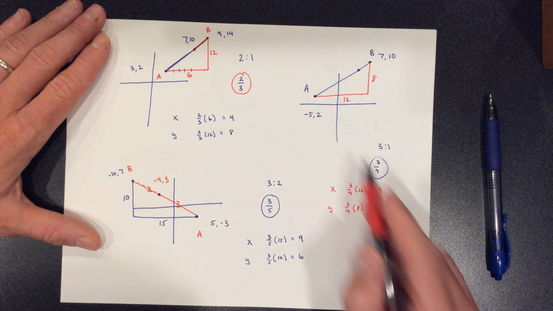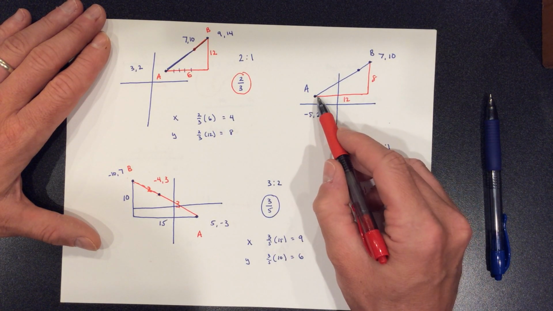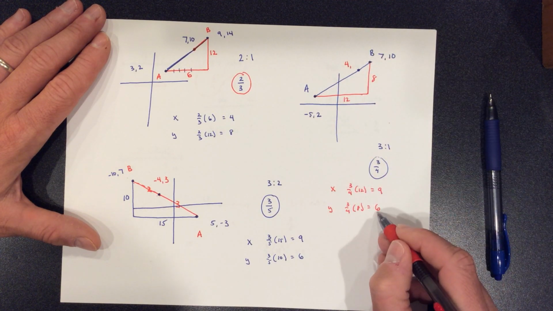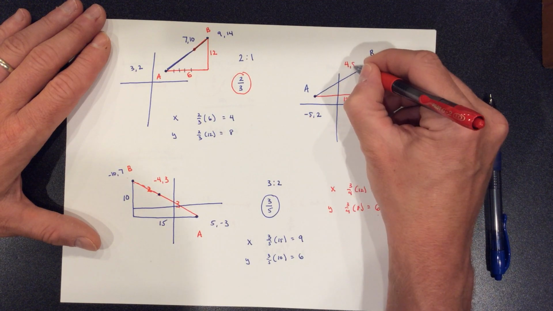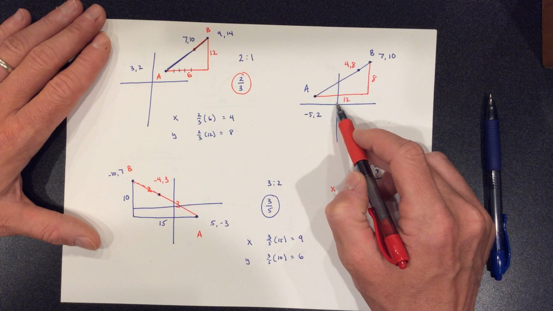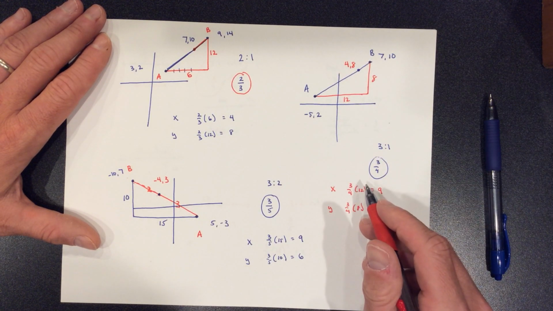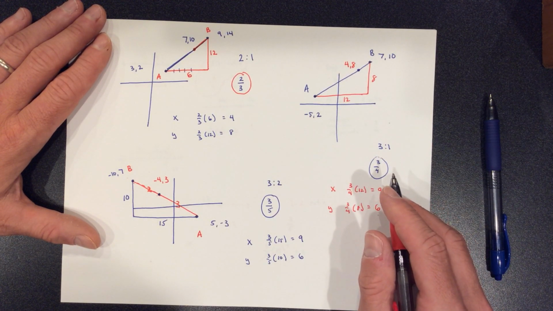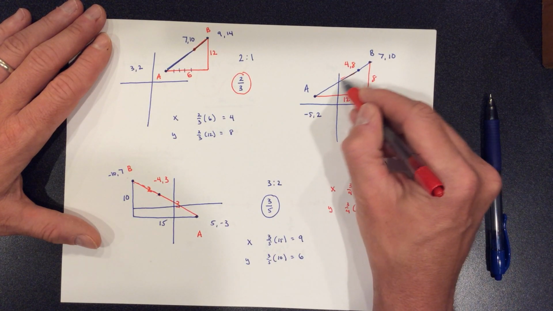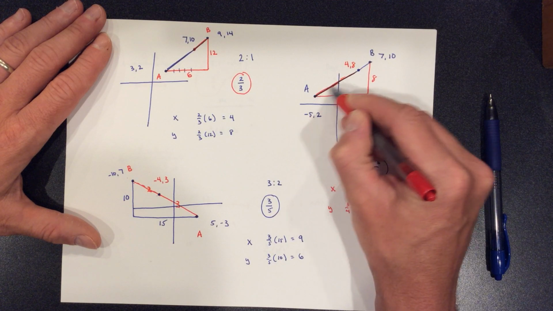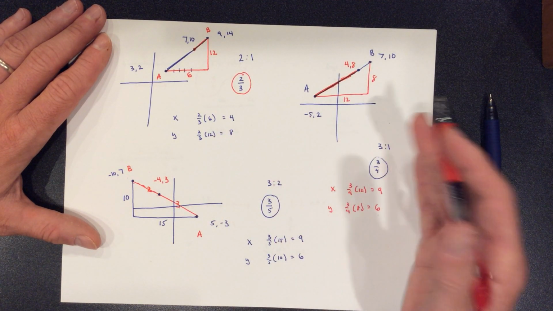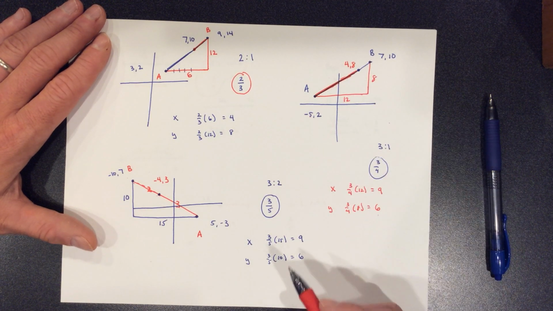Okay, so take 9, start here, and go 9 steps over. You end up at 4. Go 6 steps up, you end up at 8. 4, 8. And I know it doesn't look very good. Well, you know what? 4, 8, it's not bad. I mean, could have been worse. But there's your point. And again, 3:1 means this is 3 times bigger than that guy. So just go 3/4 of the way, which leaves 1/4 of the way left.